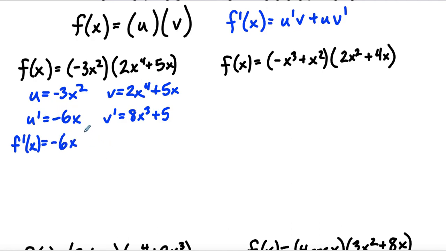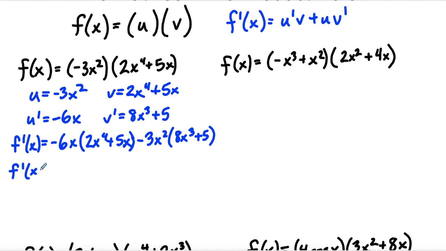So here's u prime times v, which is 2x to the fourth plus 5x, plus u, which is negative 3x squared. Actually, I can just write this as a minus here, and I'm just going to have to take that into account when I simplify, times 8x cubed plus 5. Okay, so we have u prime v plus u v prime. Now I'm going to distribute everything. Remember, you want to multiply it to each part here, and same thing here, and then we'll simplify.